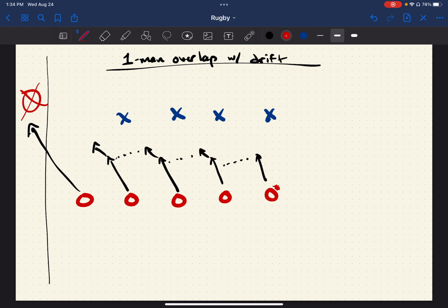This is also extremely easy to defend. All the defense has to do is push everything to the sideline, keep the ball in front of them, and rely on their best tackler, the sideline. So, how do we fix this?